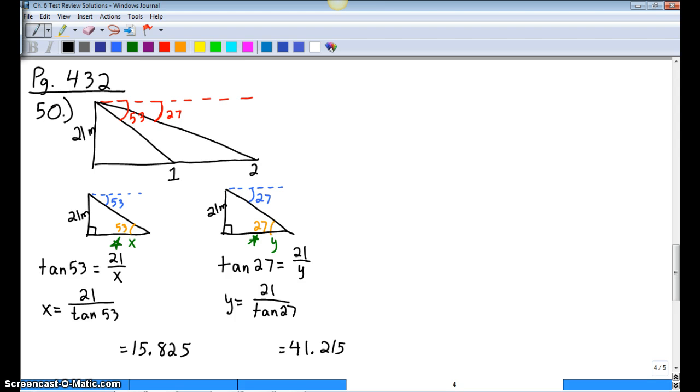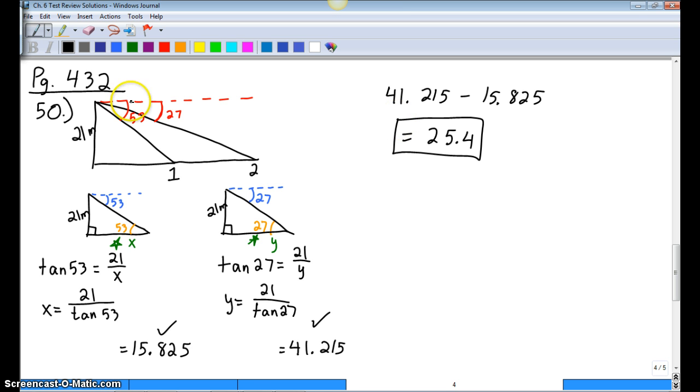So what we've just found out is that the farther boat is 41 meters and the closer boat is 15 meters from the lighthouse. So really all you need to do then is take 41.215, subtract the 15.825, and you will get the distance between the boats, which is 25.4 according to our book.